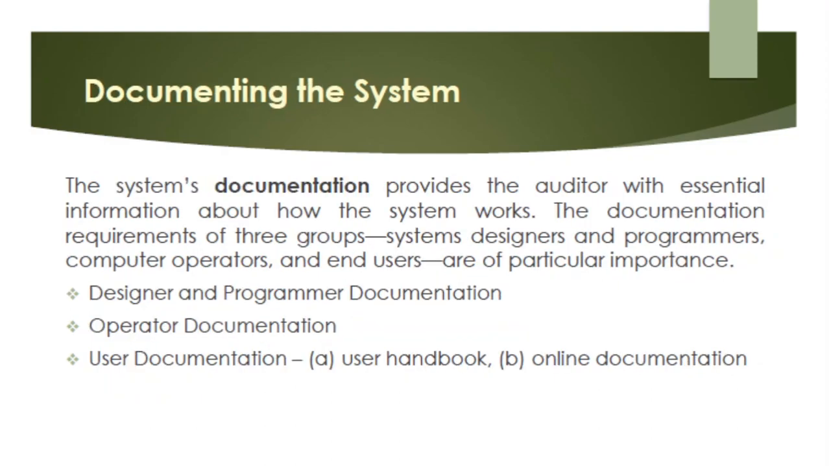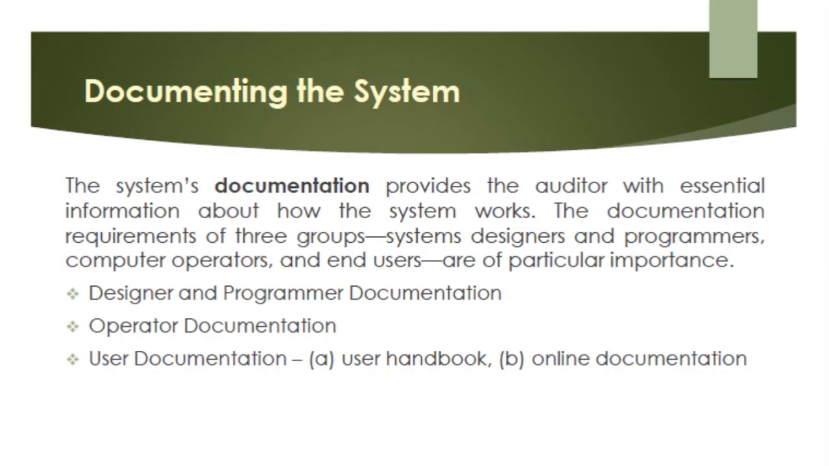Next is documenting the system. The system's documentation provides the auditor with essential information about how the system works. The documentation requirements of three groups, which include systems designers and programmers, computer operators, and end users, are of particular importance. First, we have the designer and programmer documentation. Systems designers and programmers need documentation in order to debug errors and perform maintenance on the system. This group is involved with the system on a highly technical level, which requires both general and detailed information.